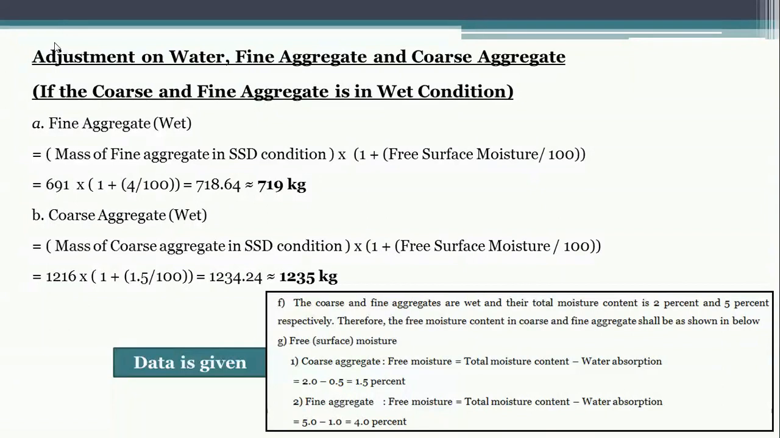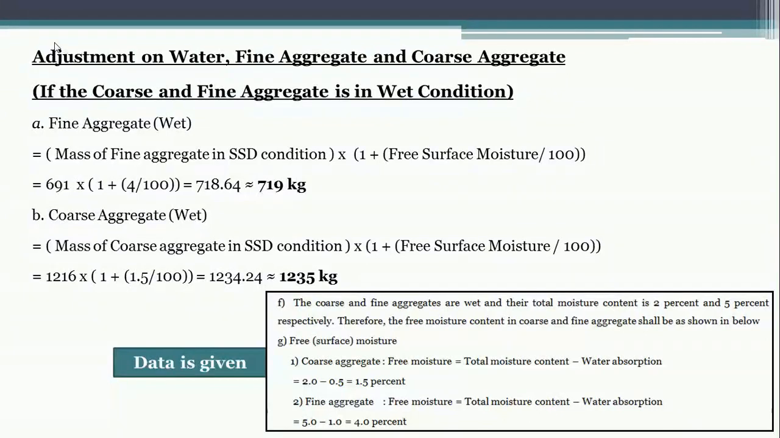You can see in the bottom pic it is 1.5%. So 1216 into 1 plus 1.5 by 100, so you will get 1234.24 kg, approximated to 1235. If you see the value of the masses in the two different conditions, you can see how much amount of moisture is present in the aggregates.